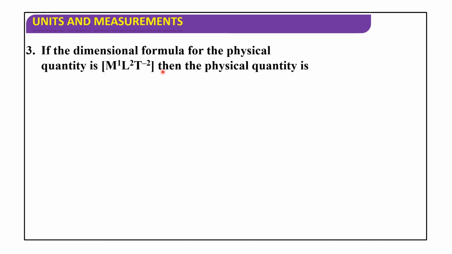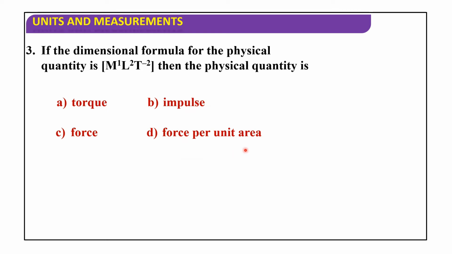If the dimensional formula for the physical quantity is M^1 L^2 T^-2, then the physical quantity is torque, impulse, force, force per unit area. So this is the dimensional formula of torque. Torque is nothing but tau, that is force into perpendicular distance.